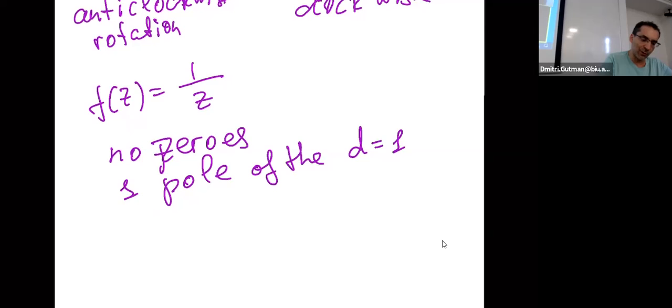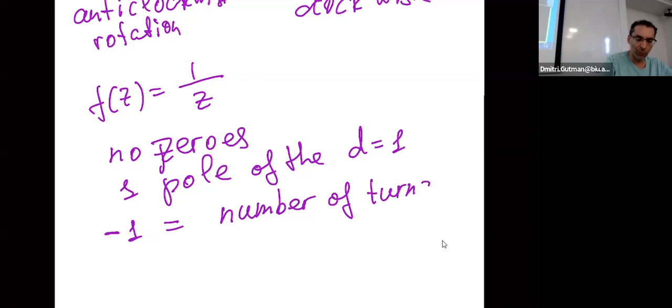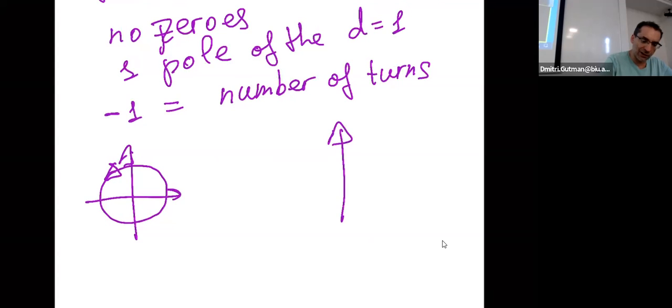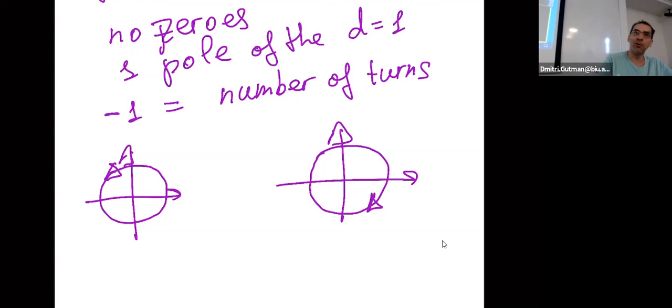So it means that the number of zeros minus the number of poles will be minus 1. And this is equal to the number of turns. Sometimes people call it the winding number, how many times it winds. And this is equal to minus 1. In this case, it's easier to follow. So z moves like this, and 1 over z goes in the opposite direction. When z completes one circle in the anti-clockwise direction, 1 over z completes a circle in the clockwise direction.